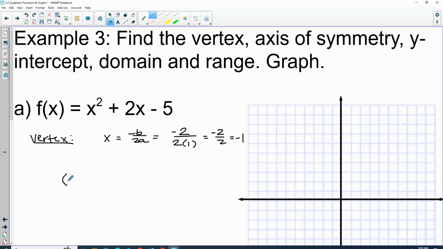Okay, vertex is an ordered pair. I have my x. How do we get y? Put a -1 into our equation. So I get 1 minus 2 minus 5, which is -6.